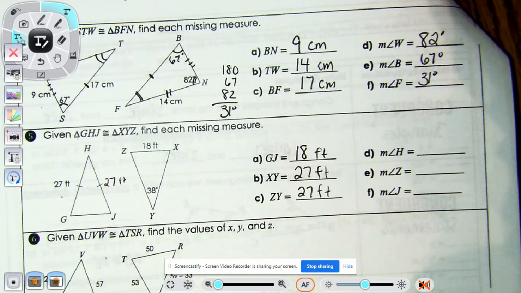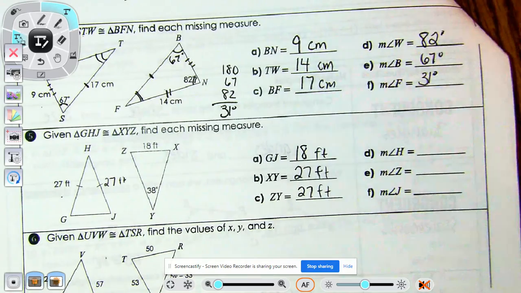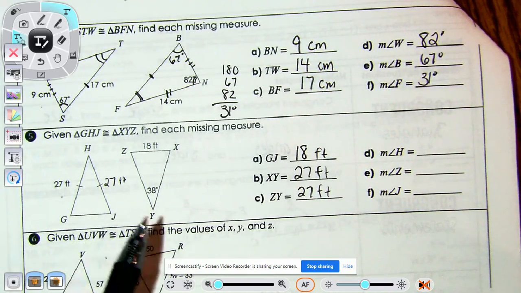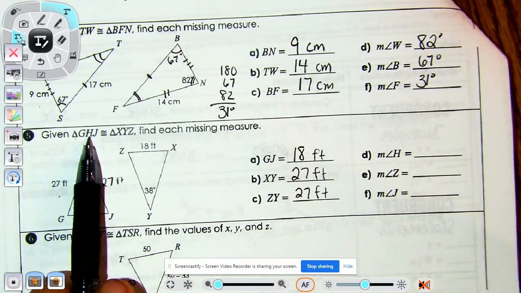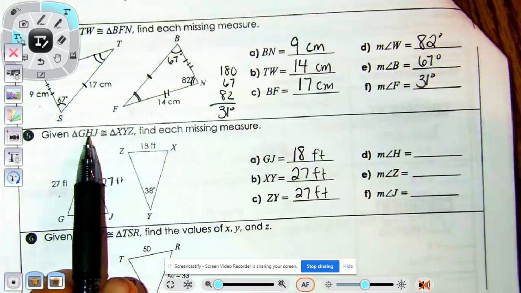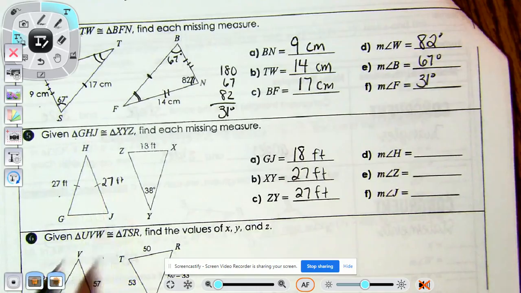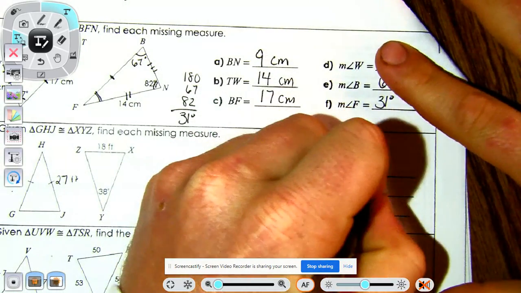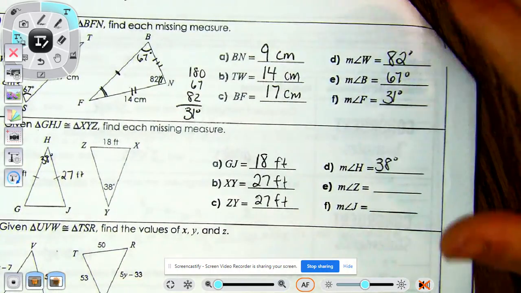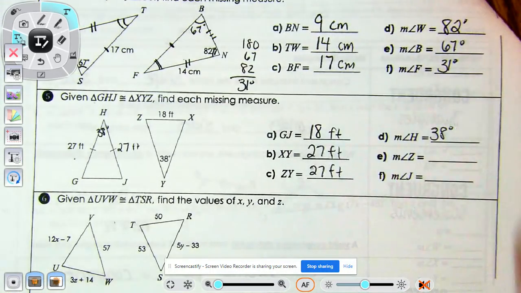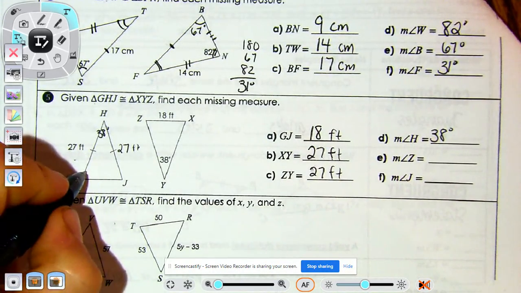Now, over here for D, this is where it may get a little tricky on the angles. They asked me what angle H is. Well, I know that H is corresponding with Y. I knew that angle Y was 38, so angle H is 38 degrees. Now, here's where it may have got tricky. Remember, this triangle has two congruent sides. It's an isosceles triangle, which means these two angles are congruent.